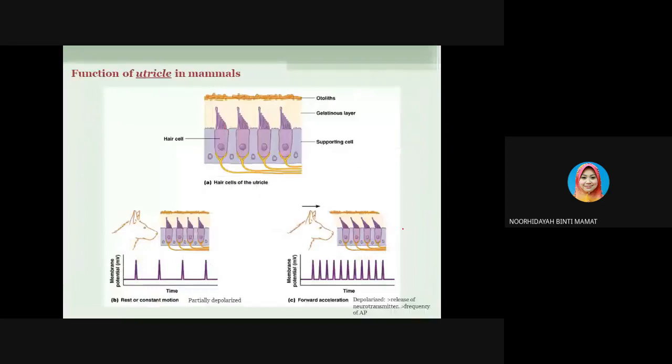So the function of the utricle in mammals. Okay. So in the utricle they have an otolith here. Okay. So when the mammals are at rest or in constant motion, the hair cells are partially depolarized. But if the mammal moves forward, the hair cells will depolarize, so they will release more neurotransmitter and result in a higher frequency of action potentials. Okay.